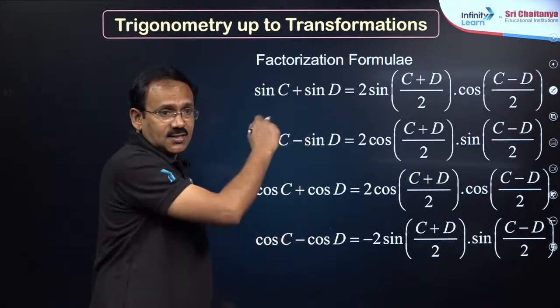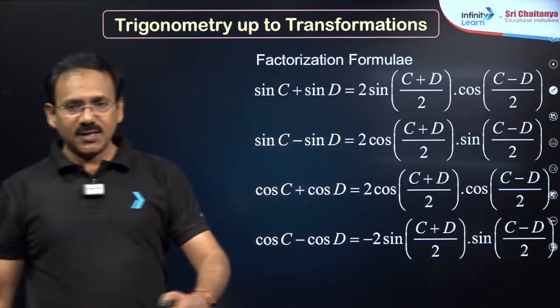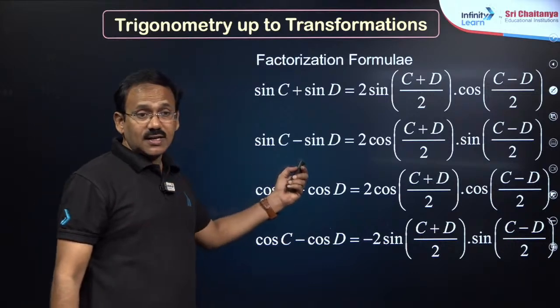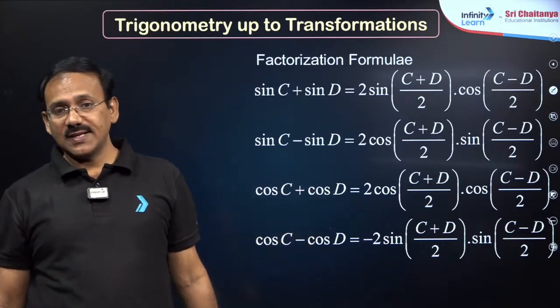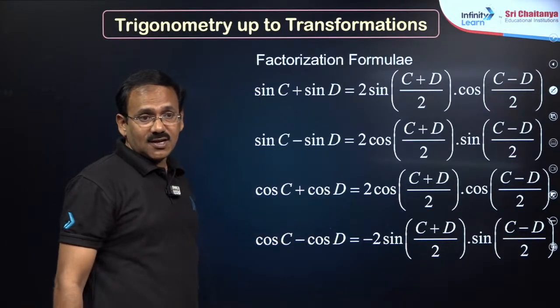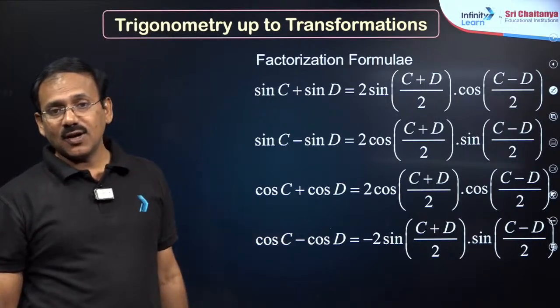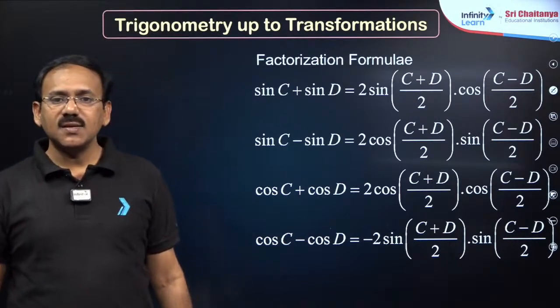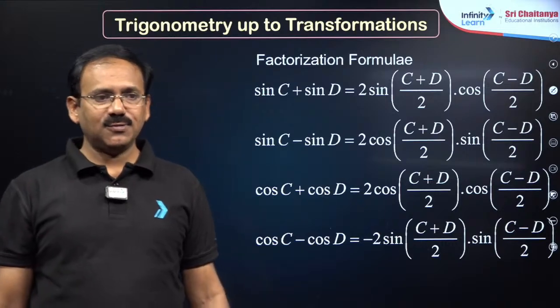Sin C plus sin D, sum to product: 2 sin (C plus D) by 2 cos (C minus D) by 2. Sin C minus sin D is 2 cos (C plus D) by 2 sin (C minus D) by 2. Cos C plus cos D is 2 cos (C plus D) by 2 cos (C minus D) by 2. Cos C minus cos D is minus 2 sin (C plus D) by 2 sin (C minus D) by 2.